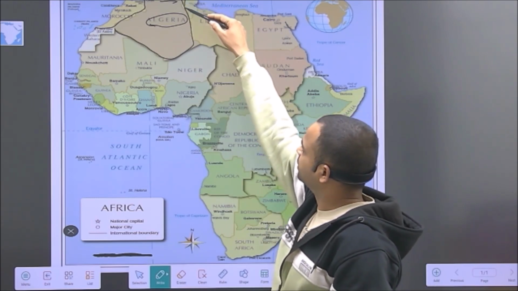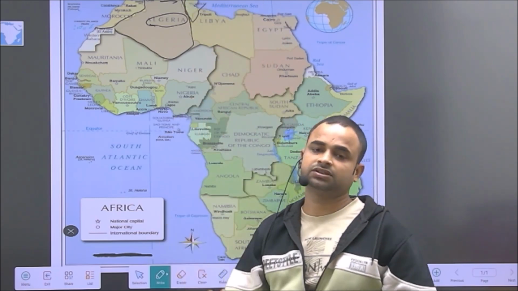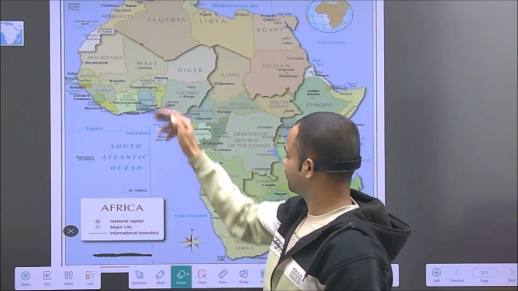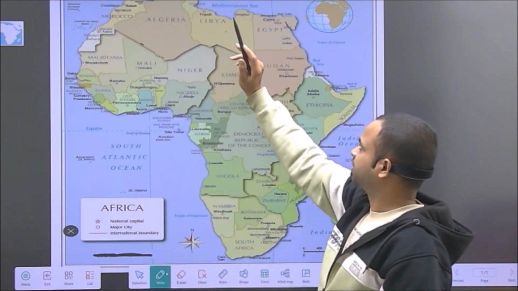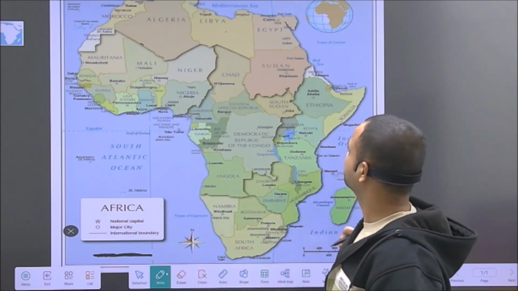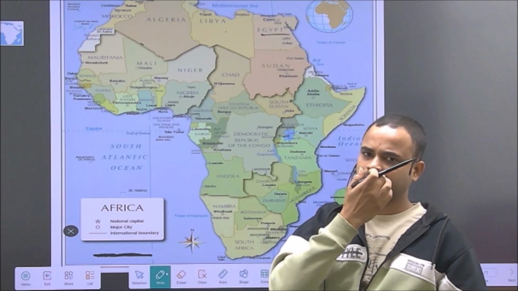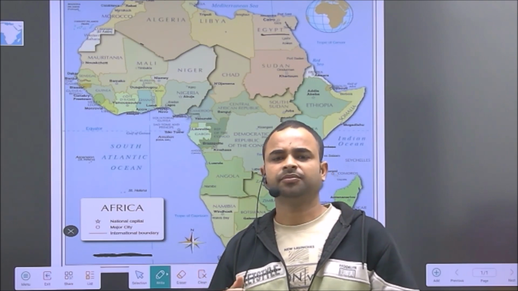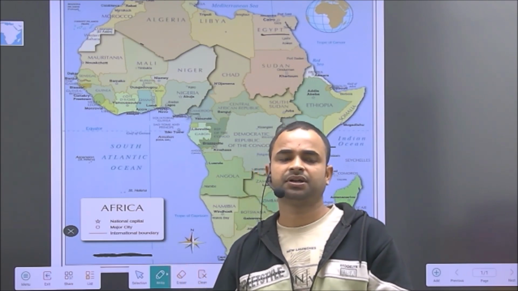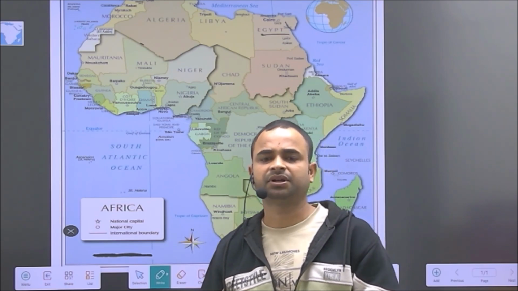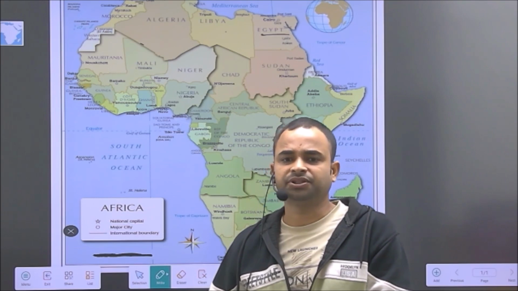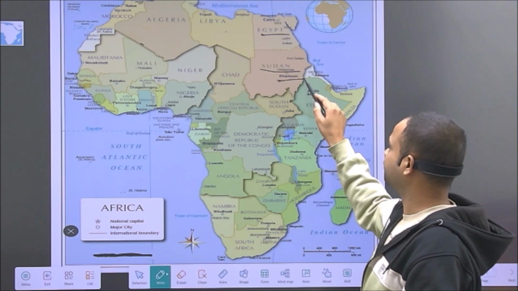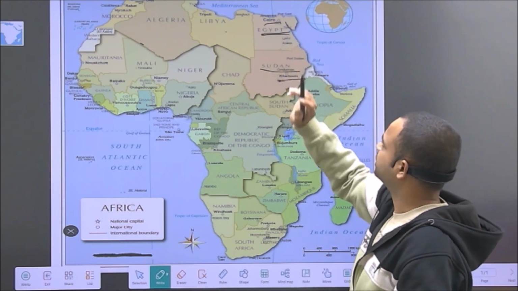Then you can see Tunisia. Tunis is the capital of Tunisia. Libya, capital is Tripoli. Then Egypt, which is sometimes called Misr. However, Misr was a broader area in ancient times, but now Egypt is sometimes called Misr. Sudan, and Khartoum is the capital of Sudan. Egypt, Cairo is the capital of Egypt.